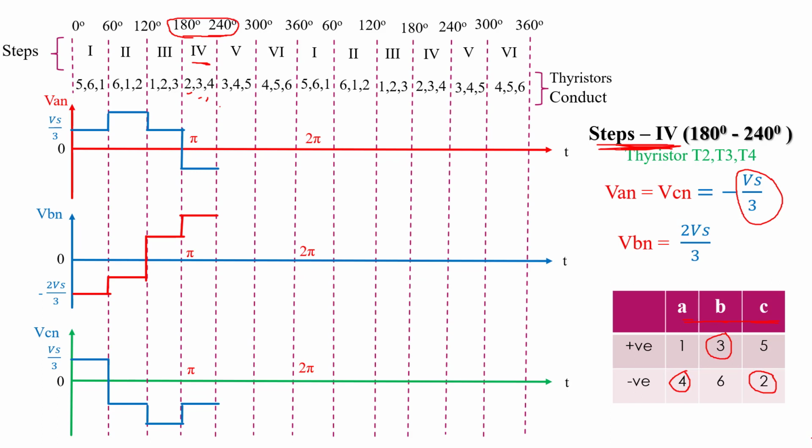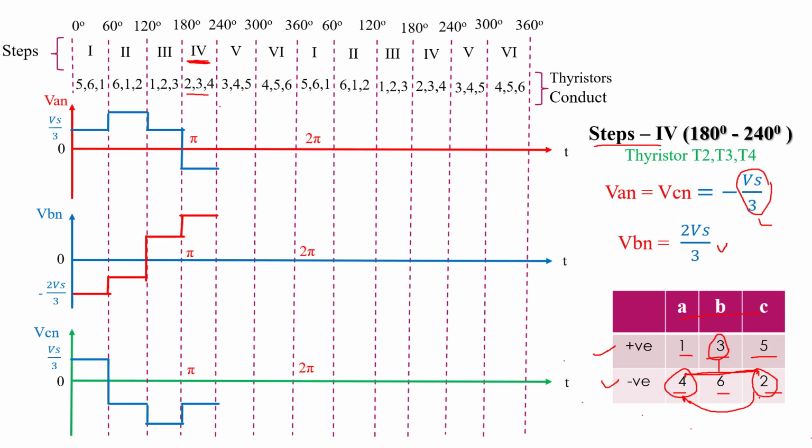If two impedances are connected in parallel, the voltage across these two impedances is Vs by 3. If impedances are connected in a single branch, the voltage across the impedance is 2 Vs by 3. So the voltage across VAN and VCN is Vs by 3. And what about the polarity? Because these are negative group thyristors, the polarity is also negative.